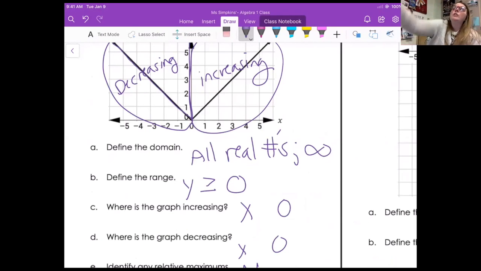So it's increasing on the right. What kind of numbers are on the right? The bigger numbers or the smaller numbers? Bigger. So we're going to use a greater than. It's decreasing on the left. Which kind of numbers are over there? Smaller numbers. So we're going to use the less than symbol. On the right-hand side of the graph, it's increasing, so that's why we use the greater than. On the left-hand side of the graph, it's decreasing, so that's why we use a less than.